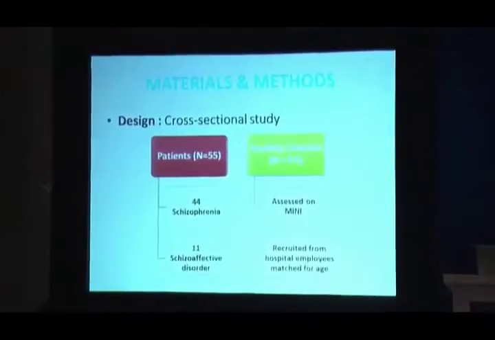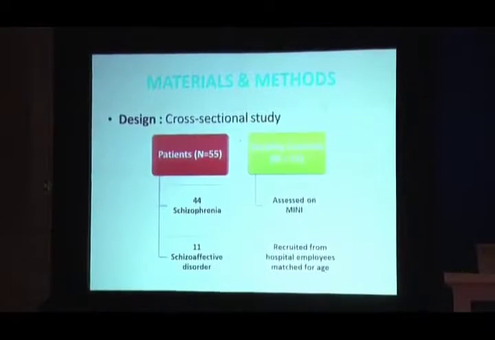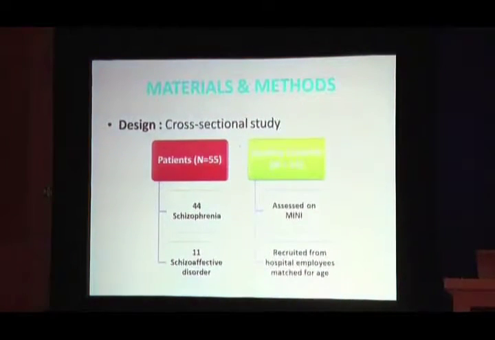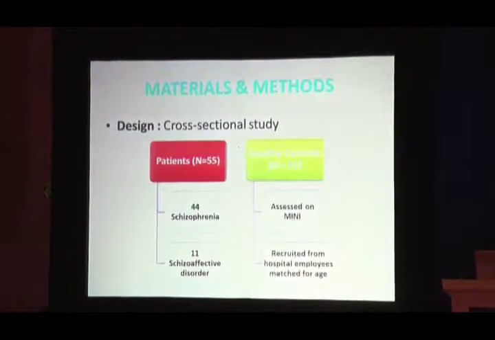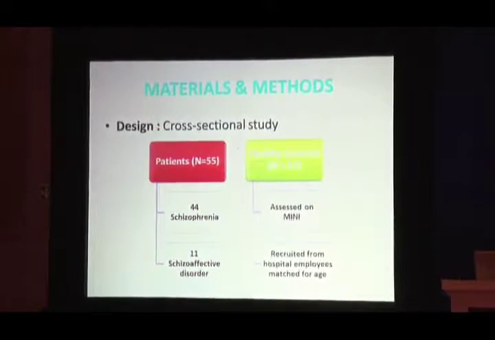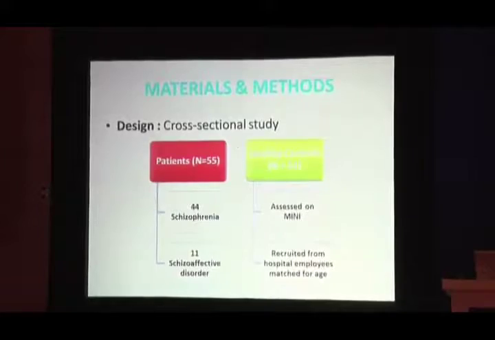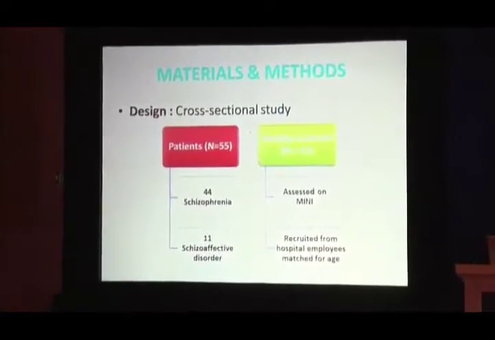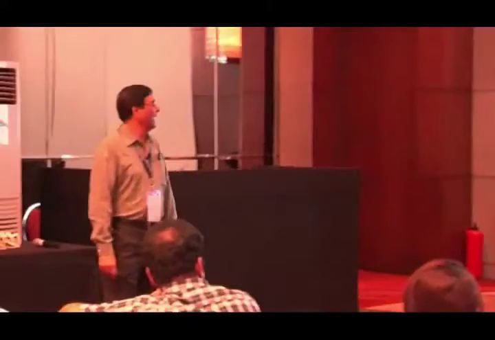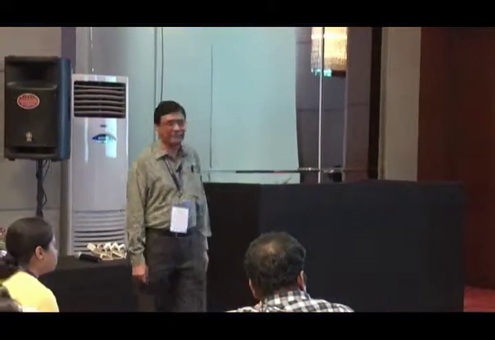Now they had 55 patients, 44 with schizophrenia and 11 with schizoaffective disorder. So I am a bit put off: why couldn't they keep all of them schizophrenia only? Now they have 11 schizoaffective also in it. And they have 51 healthy controls. They were assessed on the MINI, which means they have taken care that they are really healthy, and recruited from hospital employees. Generally not done.